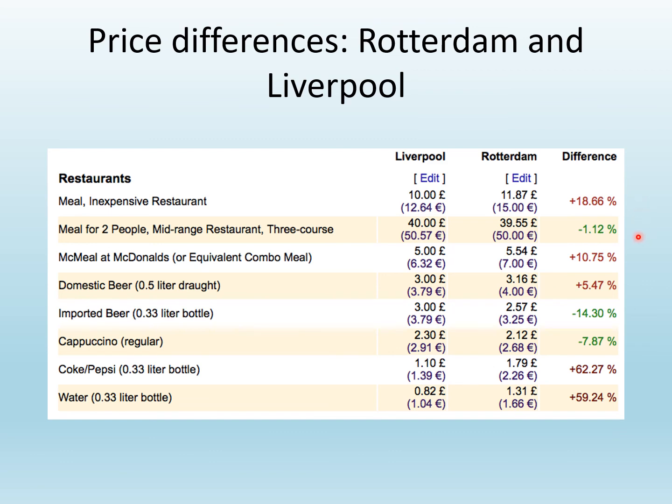Yet if you go for a mid-range restaurant, Rotterdam is cheaper. If you eat at McDonald's, it's more expensive in Rotterdam, which is a good thing. That's a value judgment, and so on. Now, some of the things which are really way out of line here are things like Coke and Pepsi, where in Rotterdam they are nearly 62% more than they are in Manchester. And in Rotterdam, where there's quite a lot of water, we find that bottled water is, again, very close to 60% more.